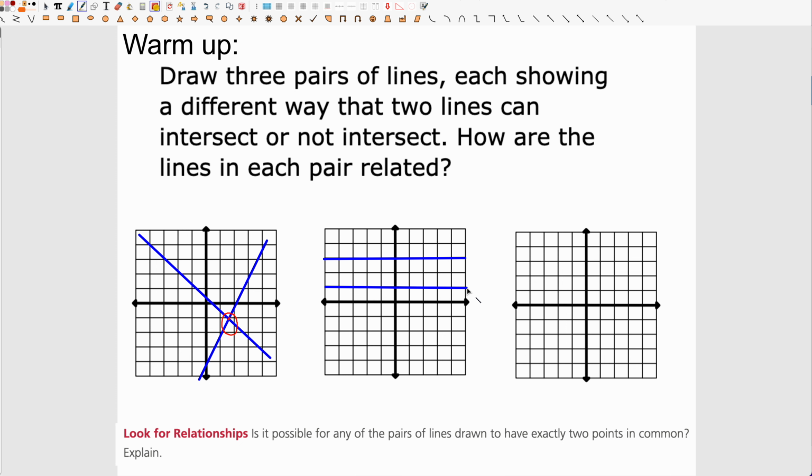And they are parallel. What do you think is going to be true about the slopes of those 2 parallel lines? The slopes are 0 because they're horizontal, but what about any 2 parallel lines? What if 2 lines are parallel, what would you say about their slopes? They're the same, yeah. Parallel lines will have the same slopes. So we're going to be looking for that when we look at our equations.